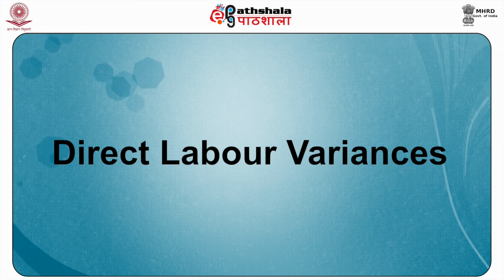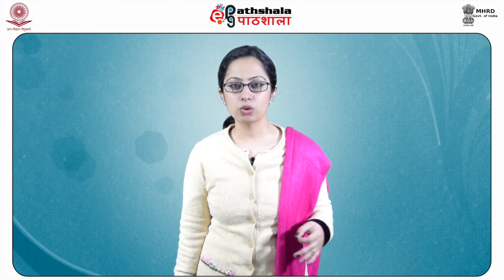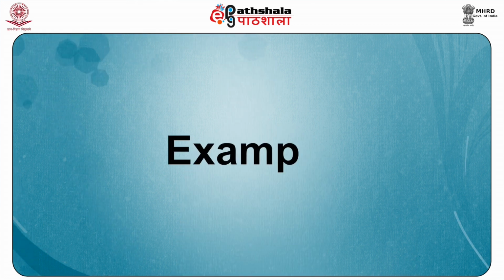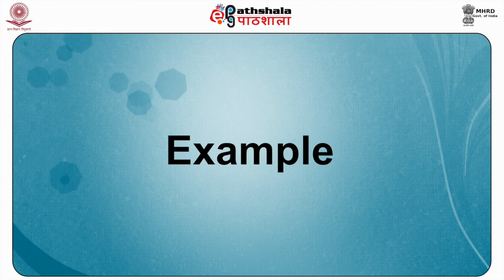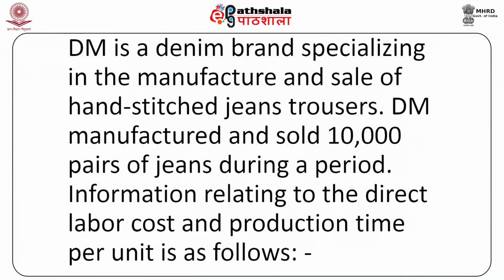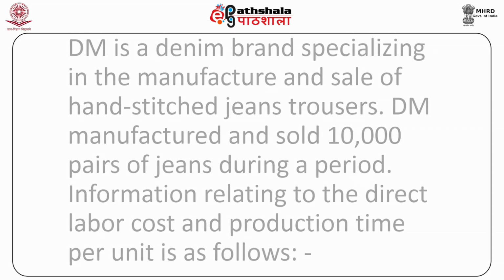Direct labor rate variance: actual quantity into standard rate less actual quantity into actual rate. Let us understand this concept with the help of an example. Sale of hand stitched jeans trousers. The company manufactured and sold 1000 pairs of jeans during a period. Information relating to the direct labor cost and production time per unit is as follows.